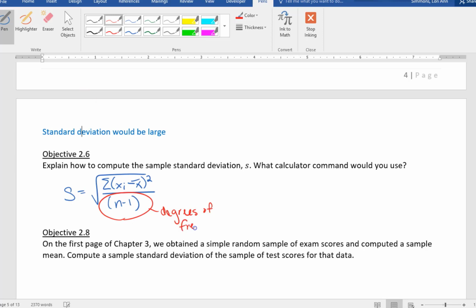If you want a more in-depth explanation, go to the interactive 3.2 and then go to objective 2, page 6, and it'll explain exactly what the degrees of freedom are. But I'm not going to get into those details here. The way you calculate this is again on calculator command number 1, and it's going to be Sx.